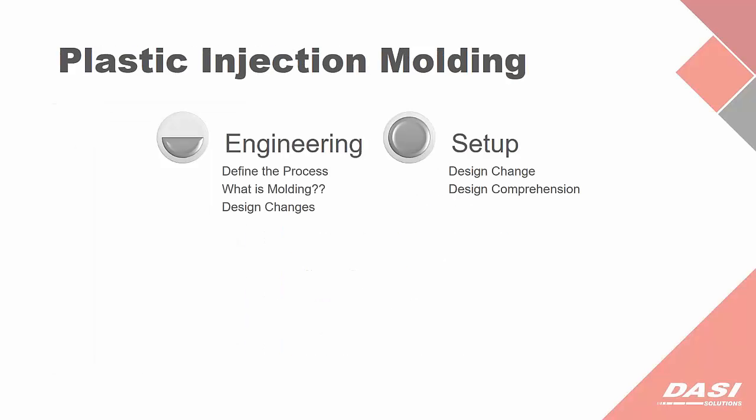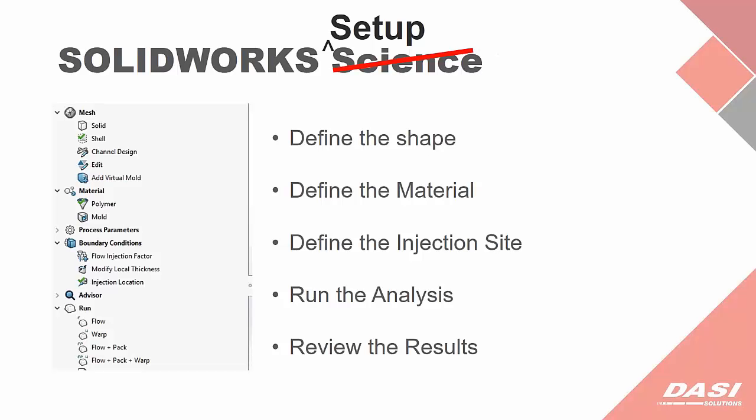So let's go ahead and jump into the setup process for this. So what does this entail? Now, like I said, it is a fairly simple process. So again, we're going to jump in and take a look at the shape that we're trying to fill. We're going to define the material for that volume. We'll define an injection site location, and then we'll go through the process of actually running an analysis and reviewing these results.